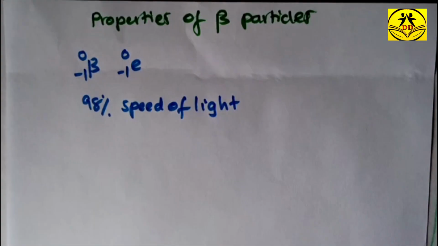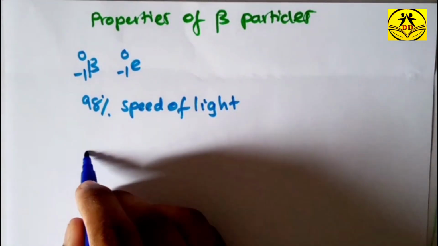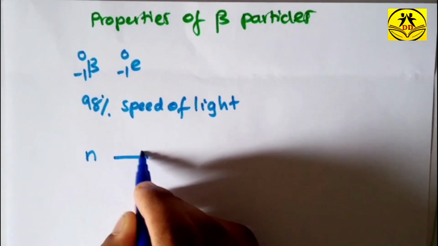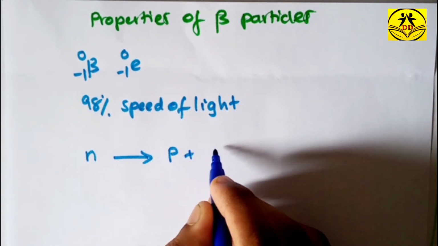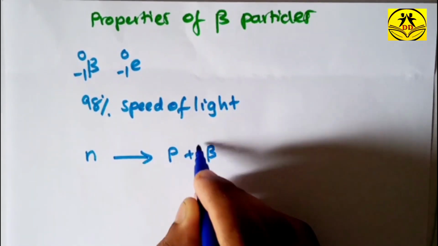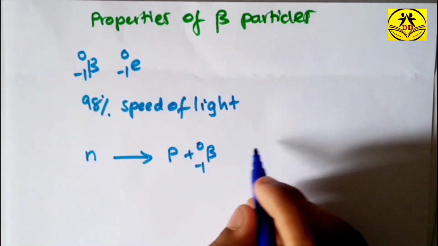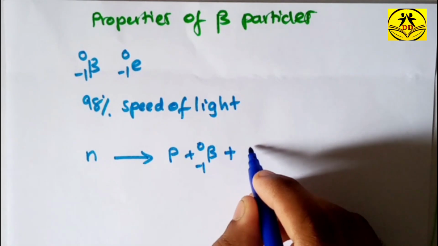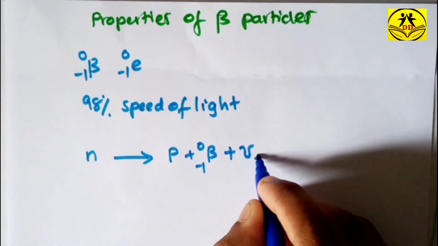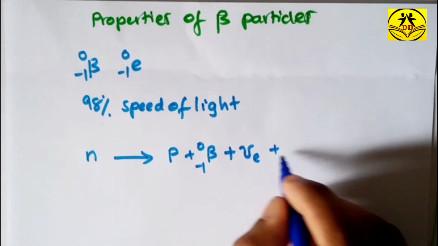Beta particles are emitted from nuclei which have a higher number of neutrons. So a neutron will be converted to a proton plus a beta particle, which also liberates another type of particle called a neutrino, plus energy.